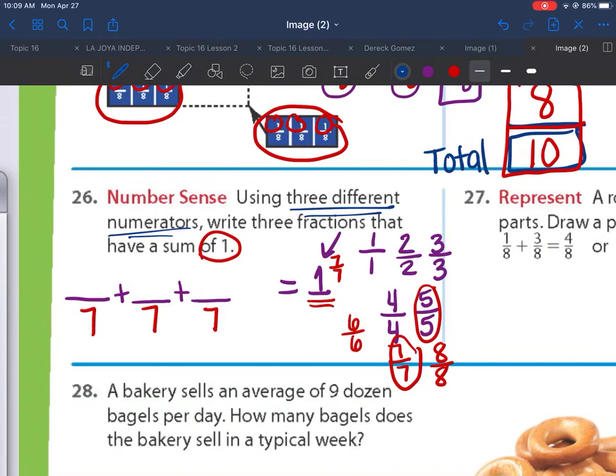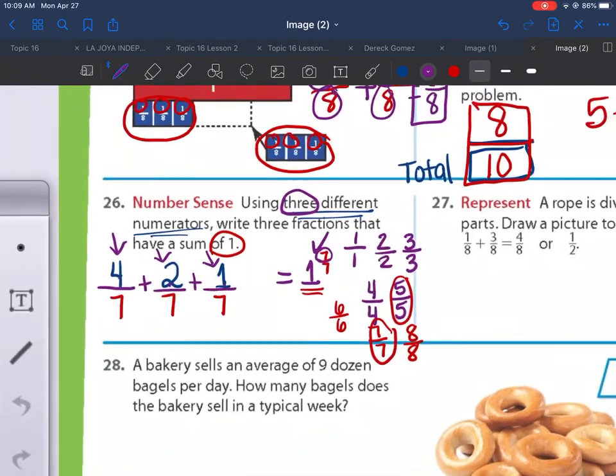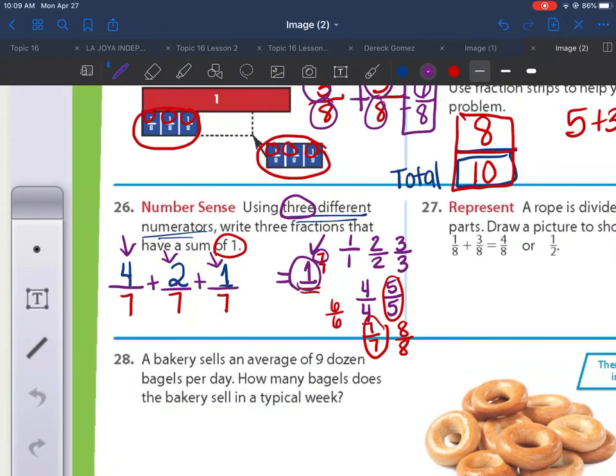So I already know that the denominator will be the same. Now I need to add using 3 different numerators. That means that I need to break the 7 apart. So I'm going to say 4 plus what gives me 7? Plus 2 plus 1. Why? Because 4 plus 2 is 6, plus 1 equals 7. Did you notice that my numerators are different? You had to use 3 numerators that were different.